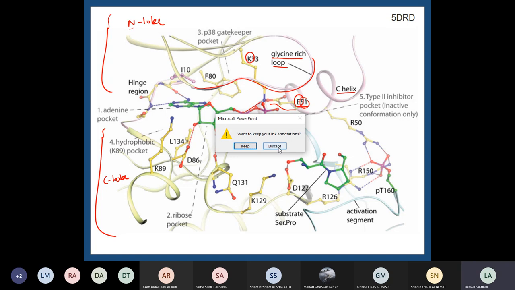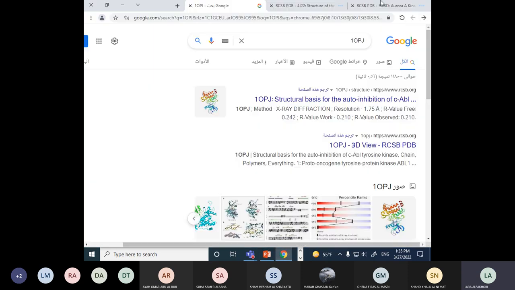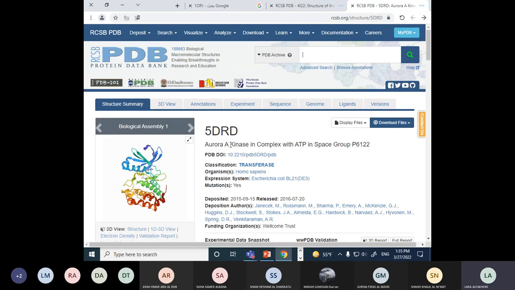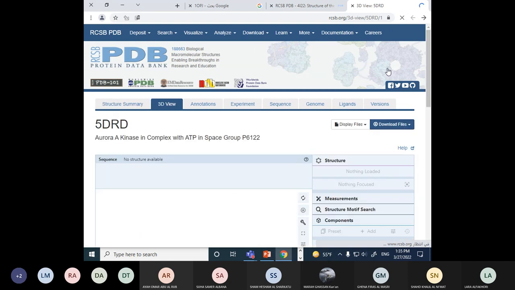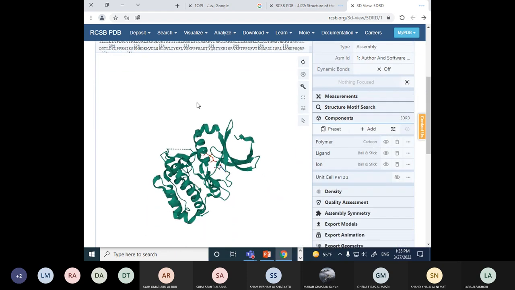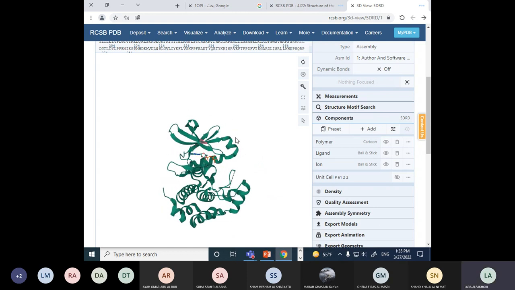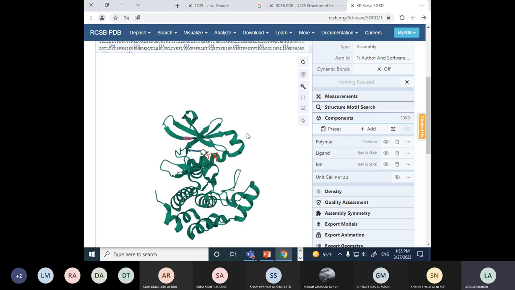Let's look now at the crystal structure of this enzyme bound, which is Aurora A kinase bound to ATP. All right, I'm going to zoom in. That's the N loop. Notice that it is mostly beta sheets. This is a C helix, but a bit distorted. Now this represents the C lobe, where most of it is alpha helices.